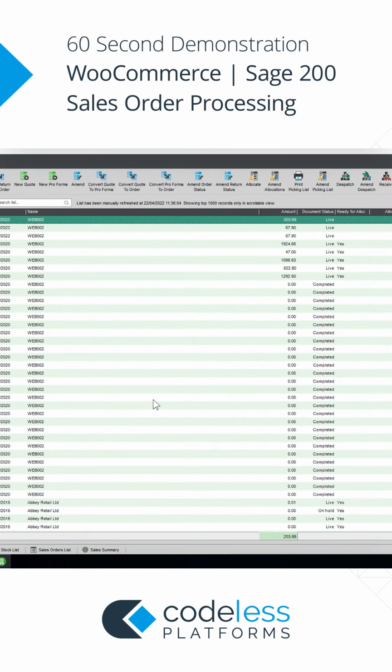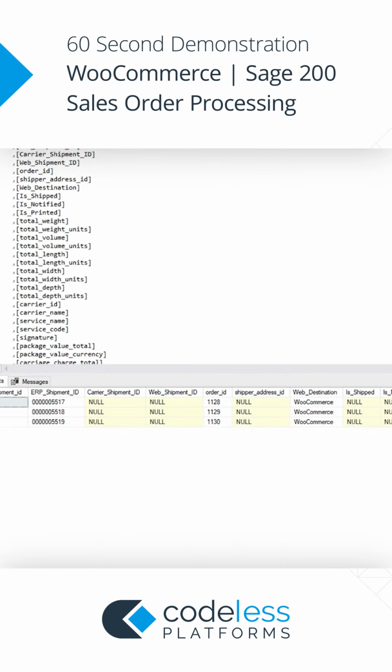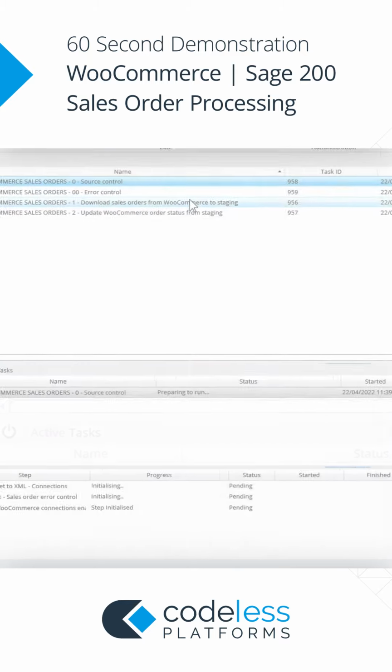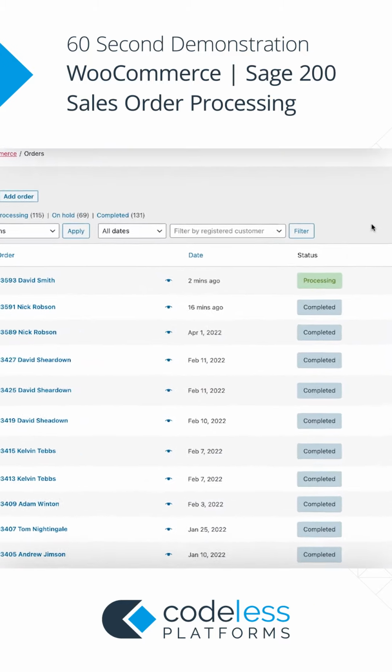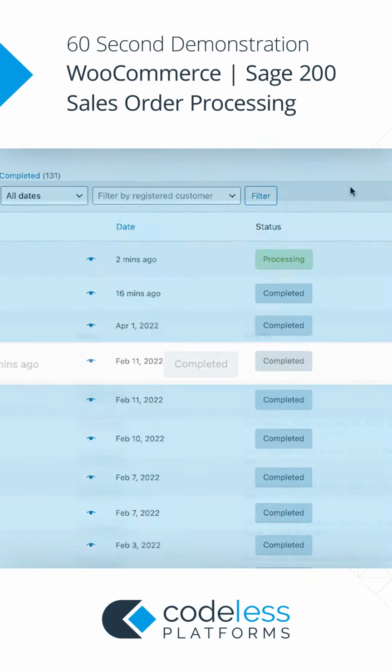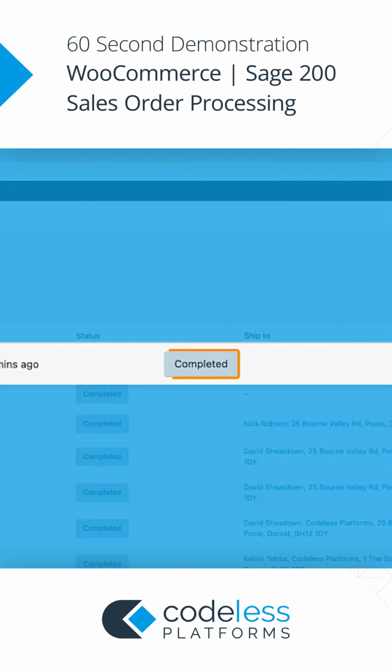With the order highlighted, we will click Dispatch. BPA Platform will now take the order from the staging database to WooCommerce. We can see our order status has gone from processing to completed.